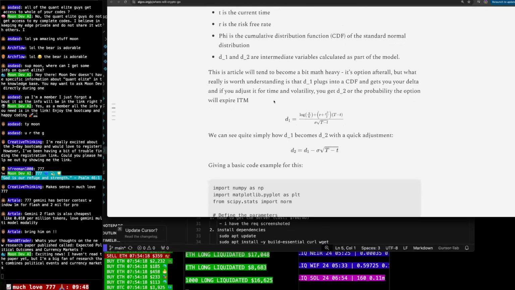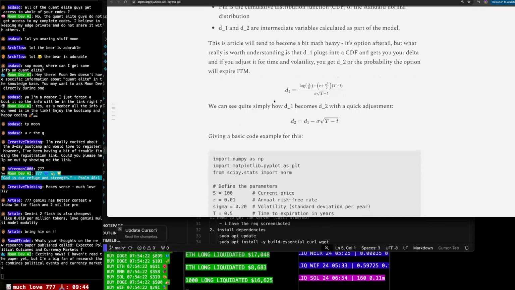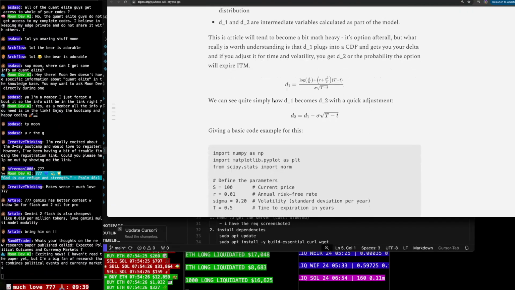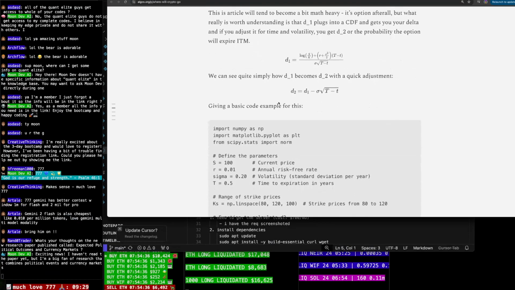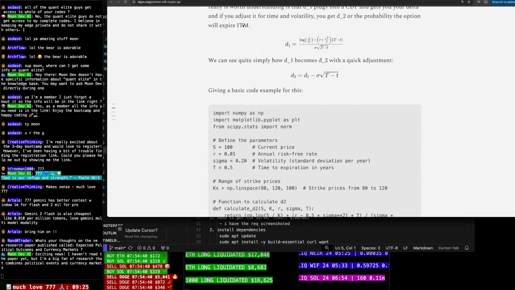This article will tend to become a bit math heavy. It's options after all, but what really is worth understanding is that D1 plugs into the CDF and gets you your delta, and if you adjust it for time and volatility, you get D2, or the probability the option will expire in the money. We can see quite simply how D1 and D2 relate with a quick adjustment.